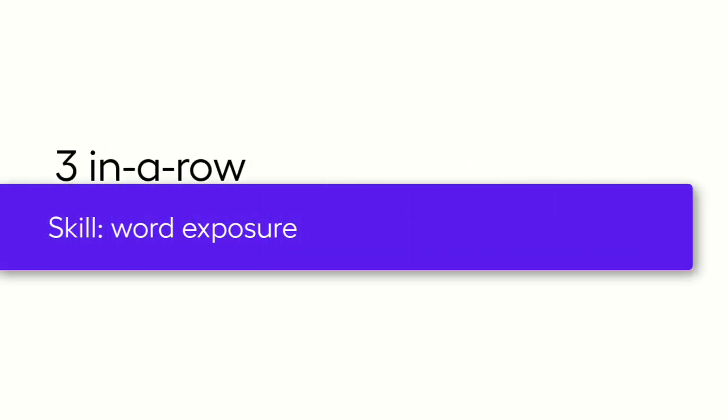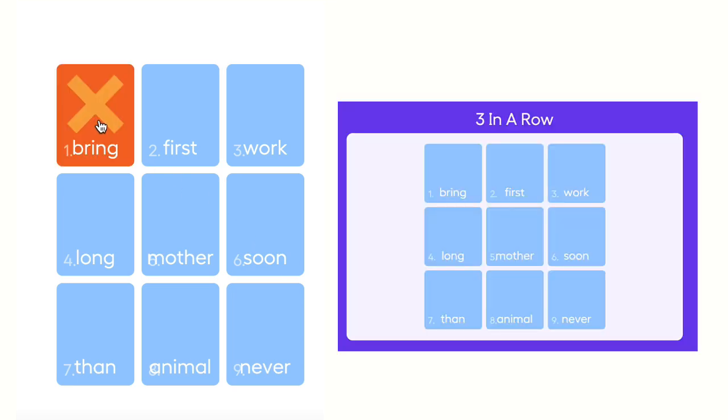3 in a row is a favourite activity for many students. This additional exposure to words will help encourage fluent reading and word identification. When you're ready to begin, determine who will be a cross and who will be a naught. Notice each box has a word. Your pupil can see the same words as you.